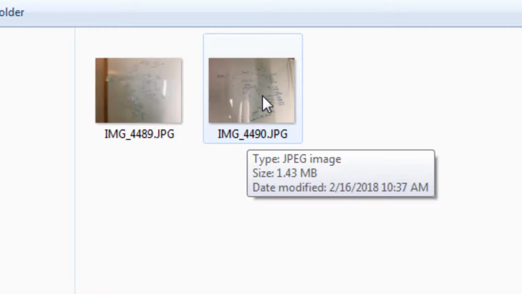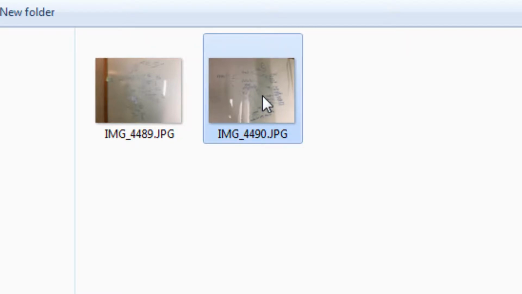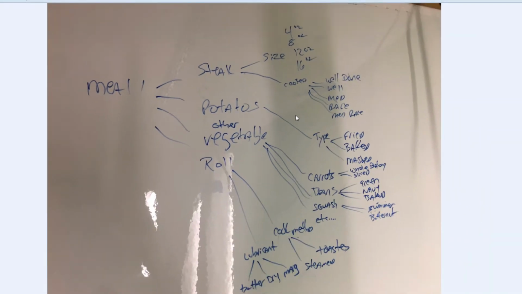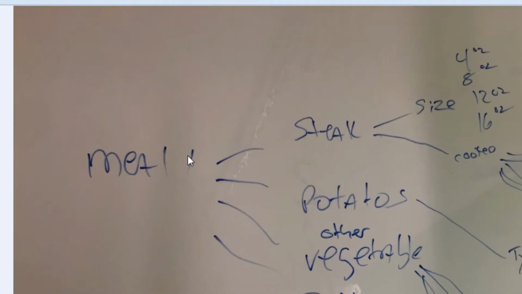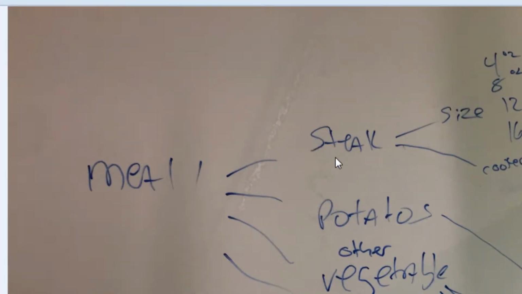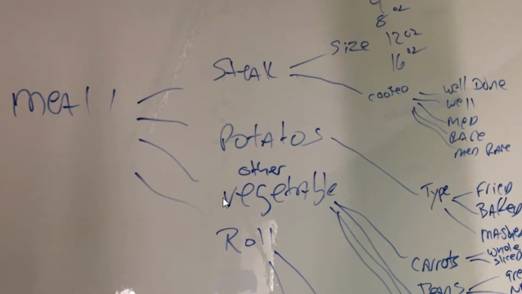So if I look at a restaurant, let me bring up this image and sketch this out on a whiteboard. We have the parent product, which we'll call meal number one, and that is steak, potatoes, and vegetable in a roll. Those would be children of this meal one.